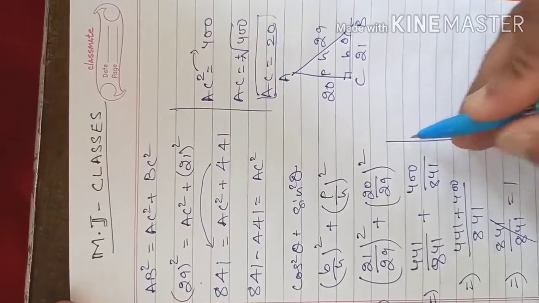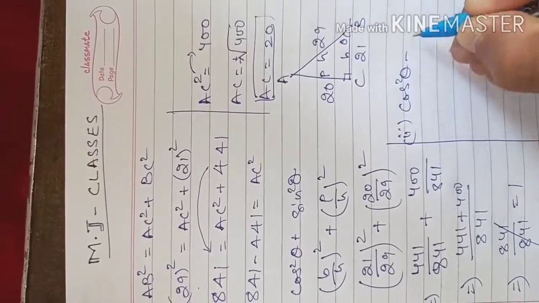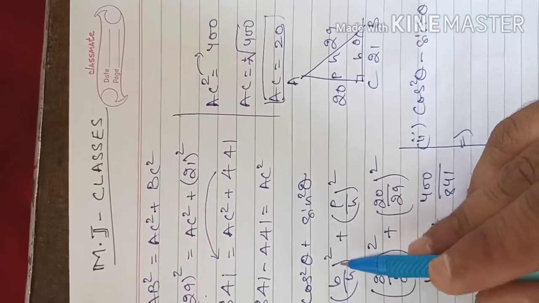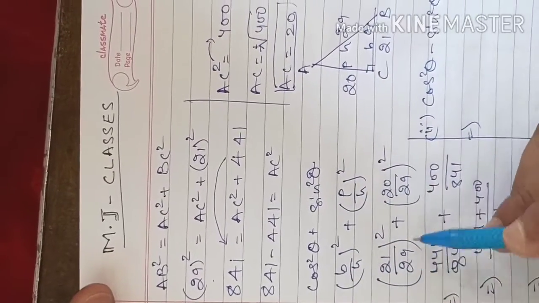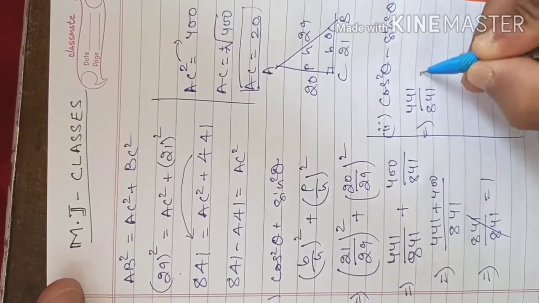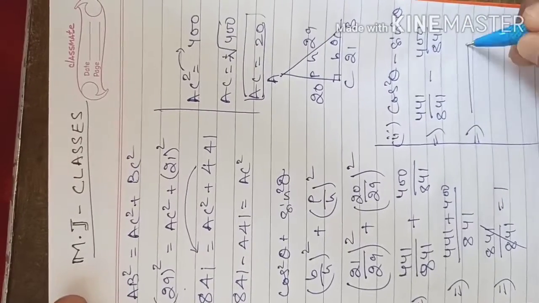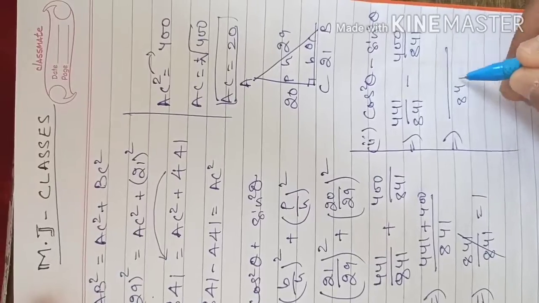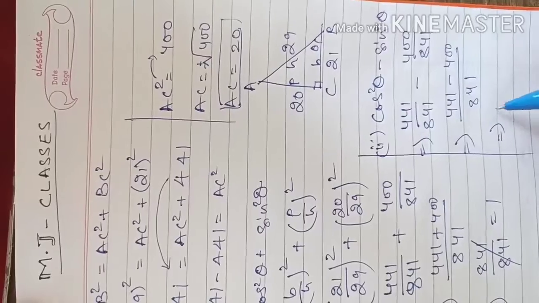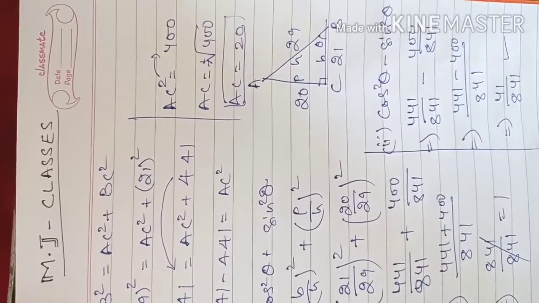Similarly, the second part was given. We have to find the value of cos square theta minus sin square theta. Similarly, we will put in the values. After solving, we will get 441 minus 400 divided by 841. The denominators are the same. Subtracting 441 minus 400 gives us 41 divided by 841. This is the correct answer.